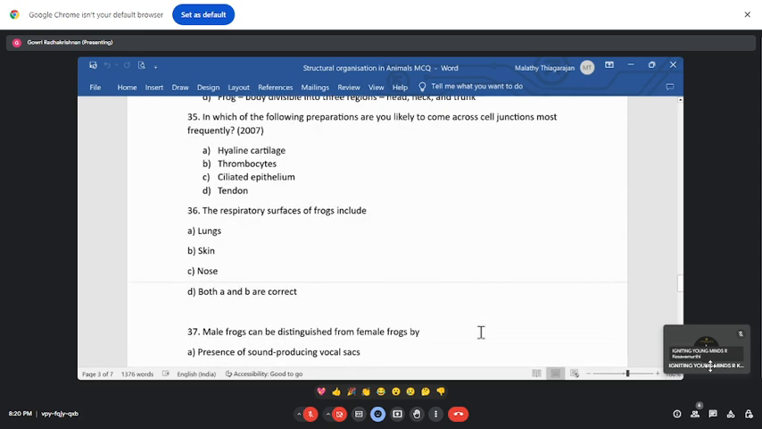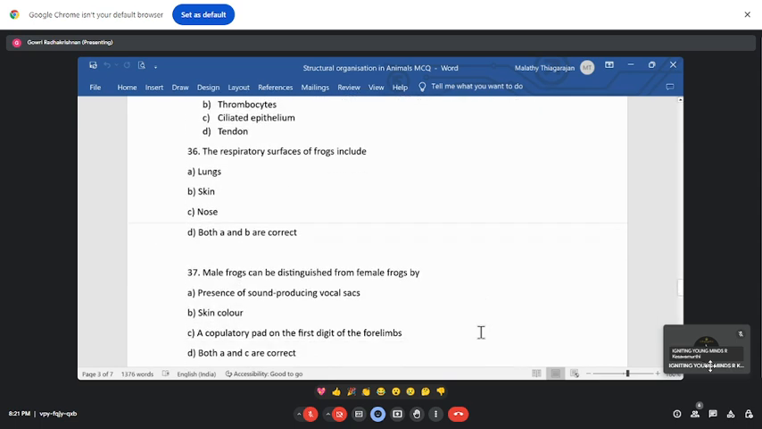Alright, now we move to the 35th question. In which of the following preparations are you likely to come across cell junctions most frequently? Option C, ma'am. Ciliated epithelium. Yes, correct.